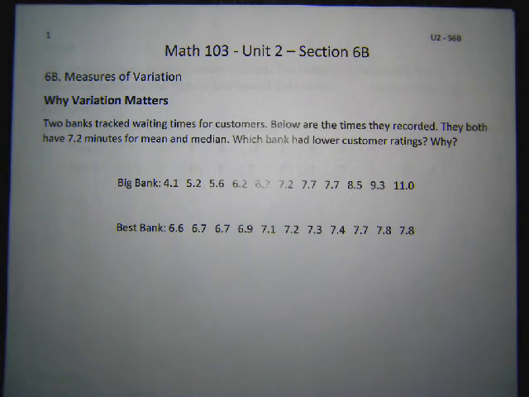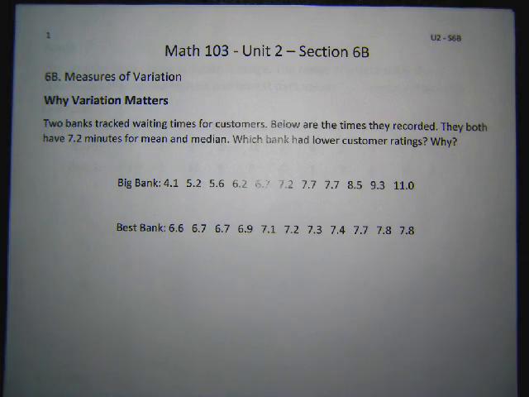So here I have two sets of data. These are from two banks. They track their wait times for customers. They both have 7.2 minutes for their mean and their median. So the measure for center, they both give 7.2. So their average, we could say, would be 7.2 minutes.